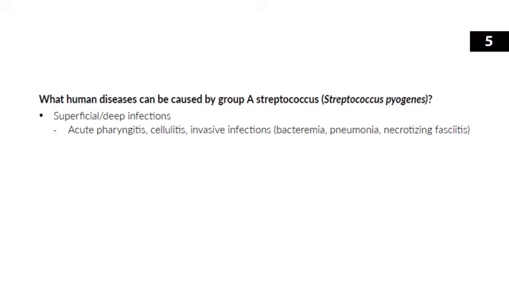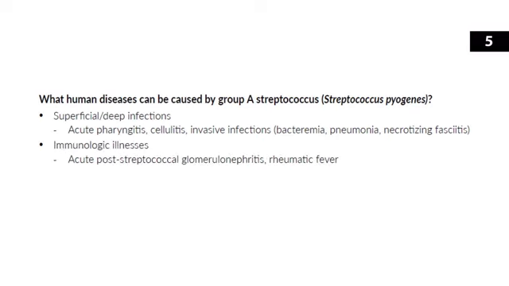Now let's move on to immunologic illnesses associated with group A strep. This group includes acute post-streptococcal glomerulonephritis as well as rheumatic fever. Rheumatic fever is an uncommon complication of strep pharyngitis that probably results from molecular mimicry. That is, the immune system attacks host cells because the cell's antigens resemble that of the bacteria. Post-streptococcal glomerulonephritis occurs after either an episode of strep throat or a skin infection. It occurs when immune complexes are deposited in the glomerulus.